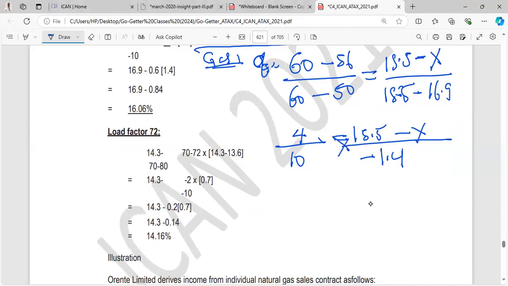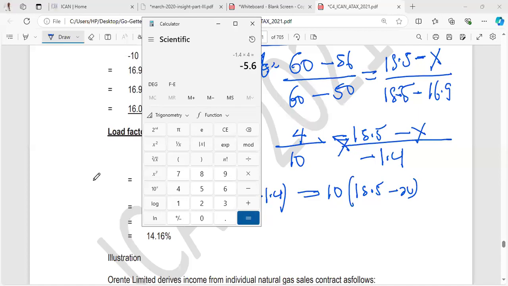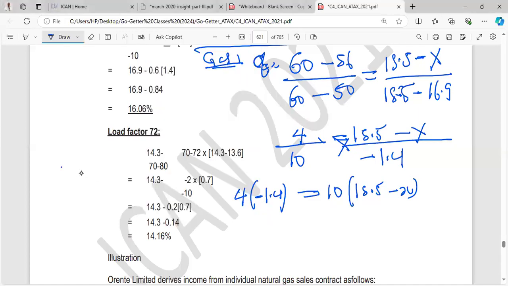You will now say 4 multiplied by minus 1.4 will be equal to 10 multiplied by 15.5 minus X. So when you multiply 1.4 times 4, minus 1.4 times 4 will give you minus 5.6. So this is minus 5.6 equal to this multiplied by this, which will give you 155 minus 10x.